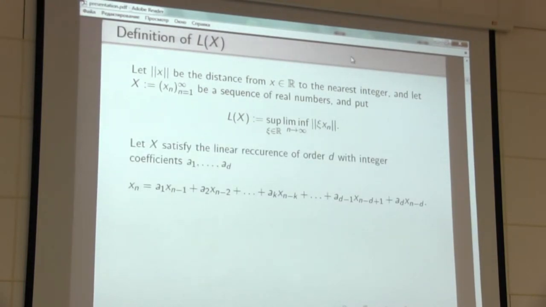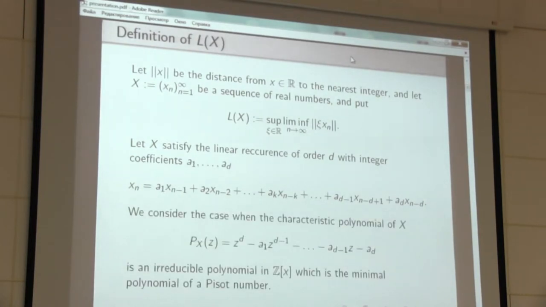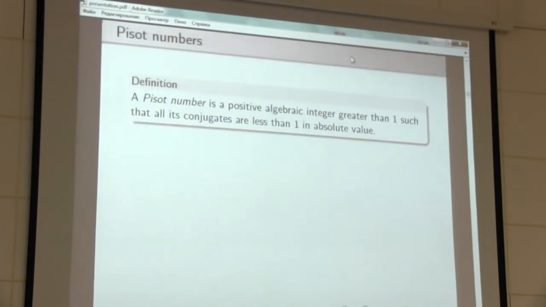We'll talk about the recurrence of order d with integer coefficients, for the special case when its characteristic polynomial is the minimal polynomial of a Pisot number. The definition of the Pisot number is the following one. It's a positive algebraic integer greater than 1 with all its conjugates less than 1.